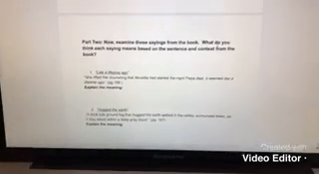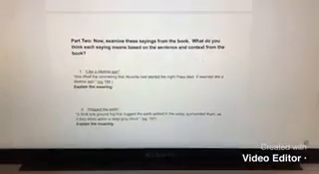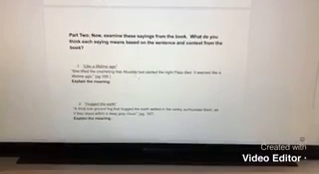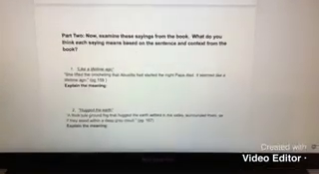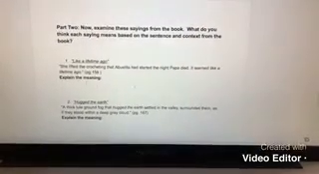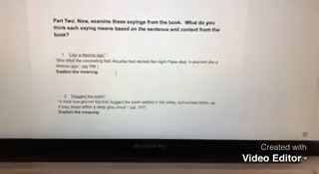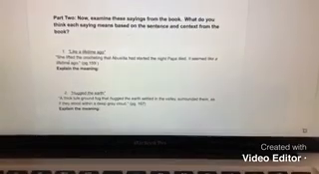Now, the second part of this assignment is going to be looking at phrases that are used in Esperanza Rising. So let's look. Part 2. Now examine these sayings from the book. What do you think each saying means based on the sentence and context from the book? So this first one, like a lifetime ago. Now we know a lifetime's a really long time. So if I look at the sentence, she lifted the crocheting that Abuelita had started the night Papa died. It seemed like a lifetime ago.